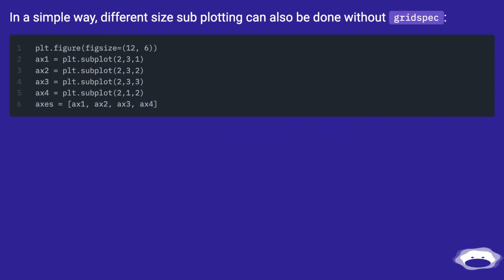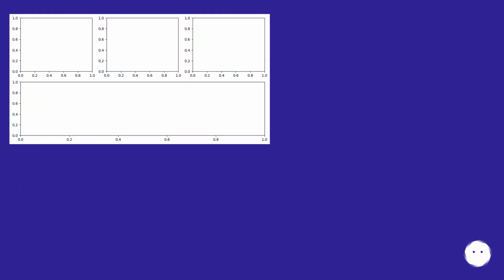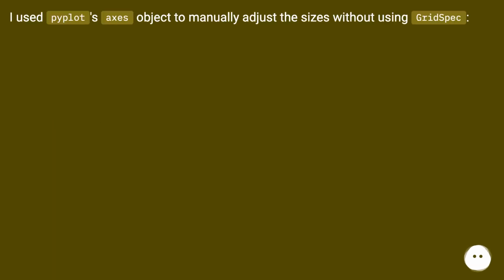In a simple way, different size subplotting can also be done without gridspec. I used the plot's axis object to manually adjust the sizes without using gridspec.